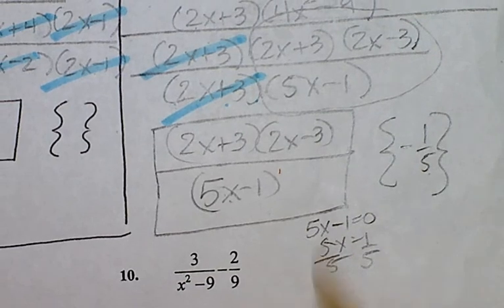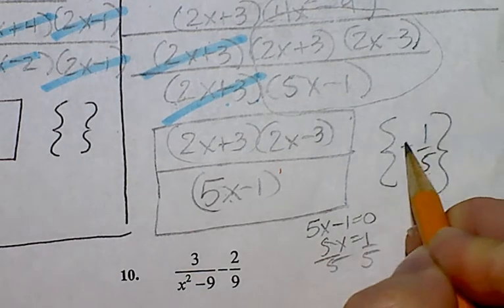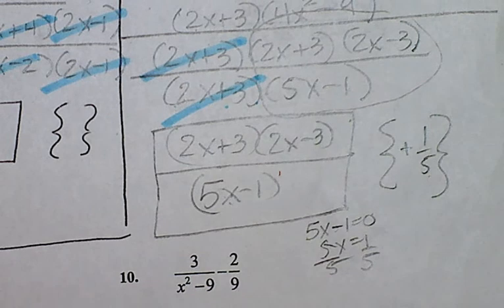Because first, I'm sorry here. I couldn't see my writing. That's a positive. Thank you, Chris. Add 1 and then divide by 5. I misread the equal sign for a negative.